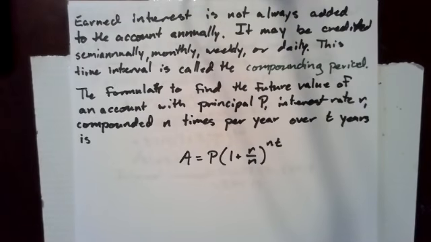Earned interest is not always added to the account annually. It may be credited semi-annually, monthly, weekly, or daily. This time interval is called the compounding period. The formula to find the future value of an account with principal P, interest rate R, compounded n times per year over t years is A equals P times (1 plus R over n) raised to the nt power.